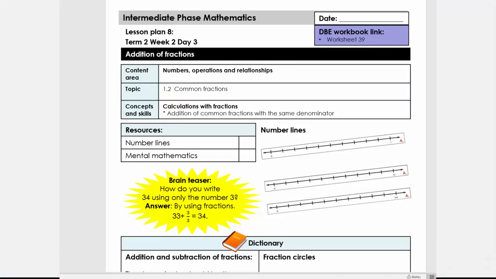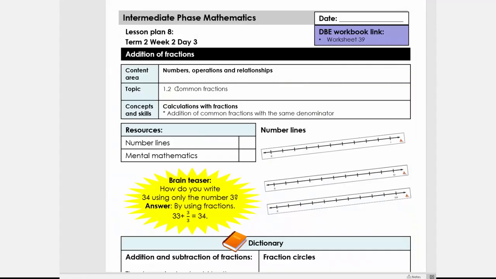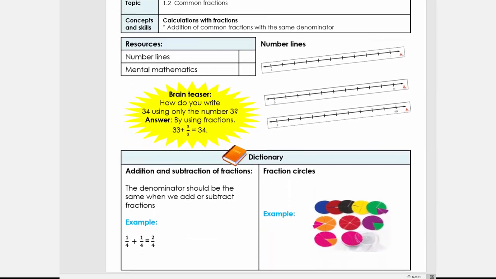Today we're going to do lesson plan 8, term 2, grade 5, and the topic is addition of fractions. It's linked to worksheet 39. There's worksheet 39 in the DBE book. Then you can have a look at the CAPS curriculum. Then I'm going to scroll down.